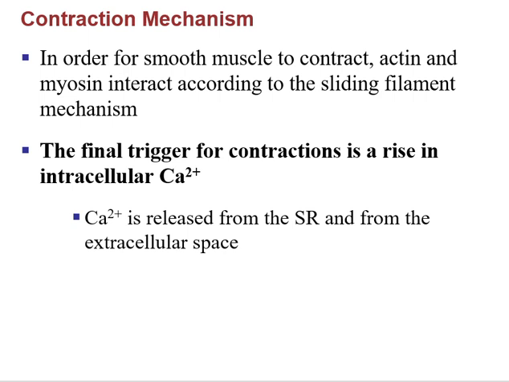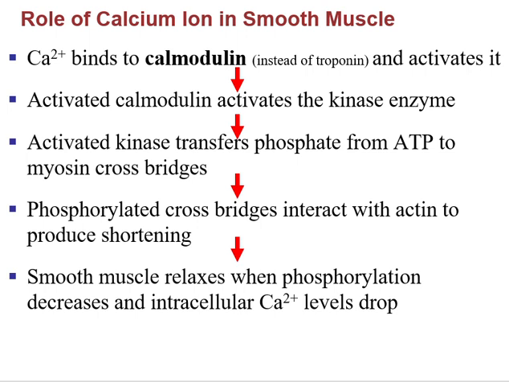But keep in mind that the contraction mechanism is really similar. In order for smooth muscle to contract, we still need actin and myosin to interact and form a cross bridge to initiate the sliding filament mechanism. Calcium is still the final trigger for contraction in smooth muscle and in cardiac muscle, and as always in skeletal muscle. Calcium is released from the sarcoplasmic reticulum, but also from the extracellular space, and it gets to enter the sarcoplasm. Since there's no troponin-tropomyosin complex in smooth muscle, calcium binds to calmodulin and activates it.